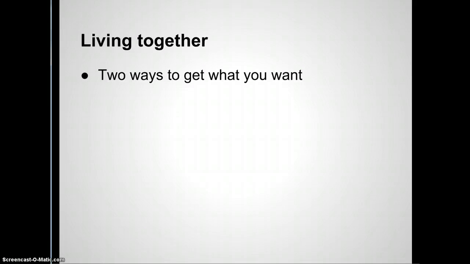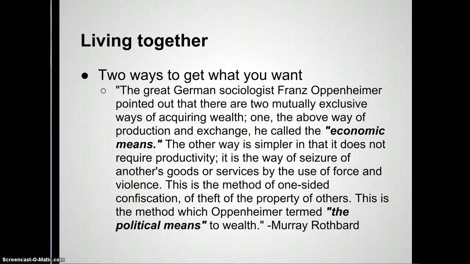Another way to look at this is that there are two ways to get what you want. The great German sociologist Franz Oppenheimer pointed out that there are two mutually exclusive ways of acquiring wealth, and we might say, of anything that you want. One, the above way of production and exchange, which he called the economic means. The other way is simpler, in that it does not require productivity. It is the way of seizure of another's goods or services by the use of force and violence. This is the method of one-sided confiscation, of theft of the property of others. This is the method which Oppenheimer termed the political means to wealth. And this goes way back.